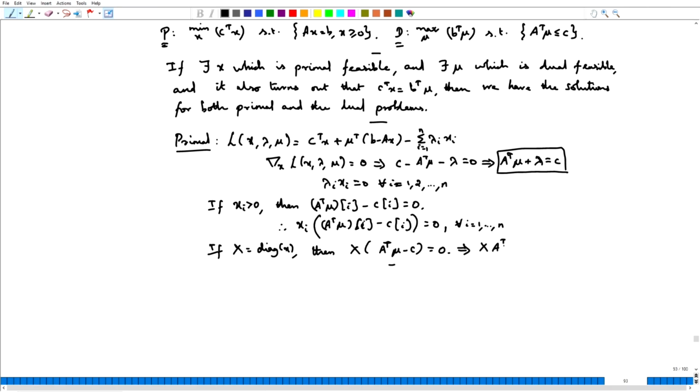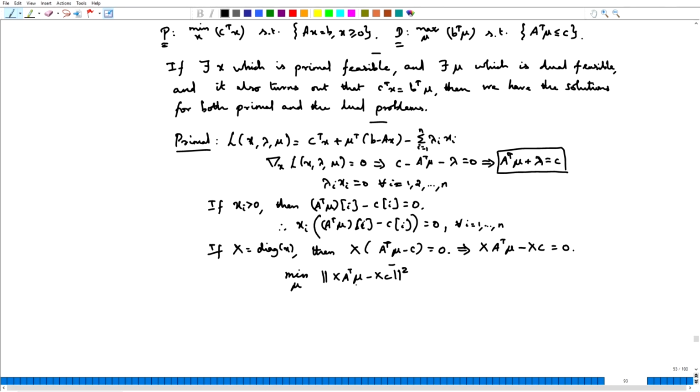What this means is that X A transpose mu minus X c equal to 0. So, instead, can we find mu such that the norm of X A transpose mu minus X c is minimized? You can take the square, no problem; with or without the square does not make any difference. The solution is the same.